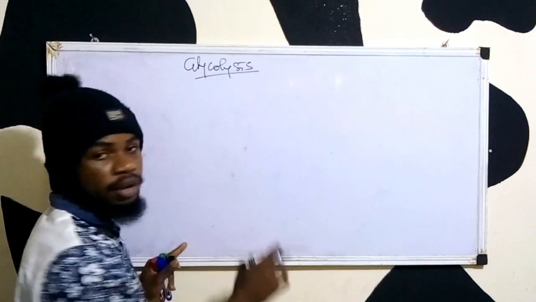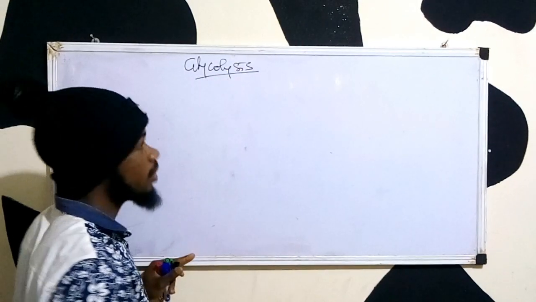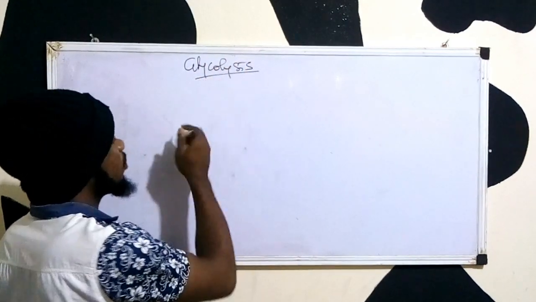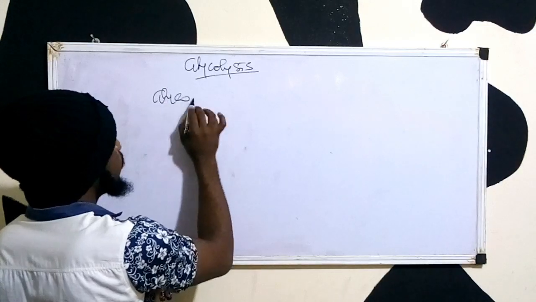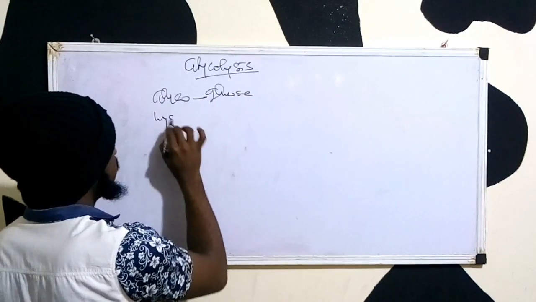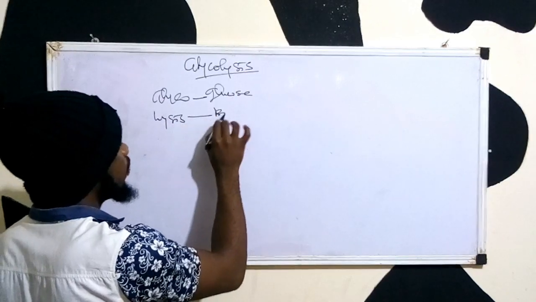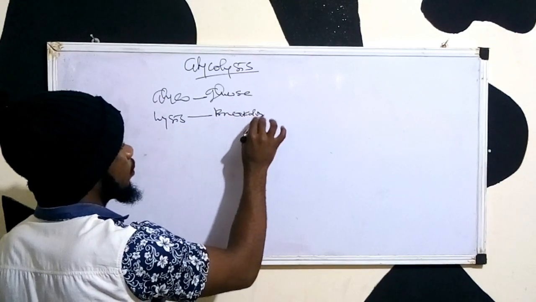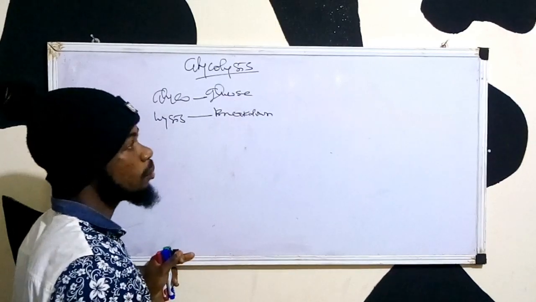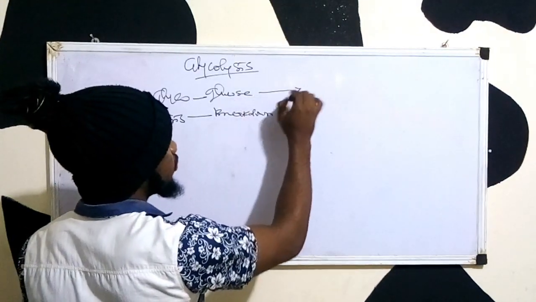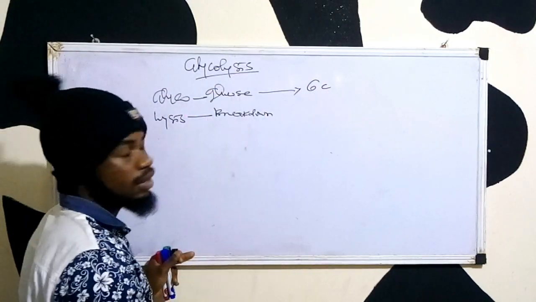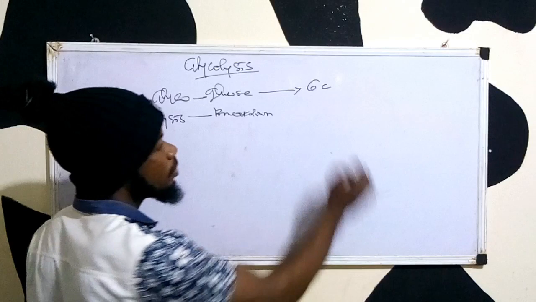Glycolysis. For you to understand this concept called glycolysis, you have to dissect the word so you can understand what it means. Glyco means glucose, lysis means breakdown. Simply, that means the breakdown of a glucose molecule. Glucose is actually a six carbon molecule, and in glycolysis, glucose is converted to pyruvate.